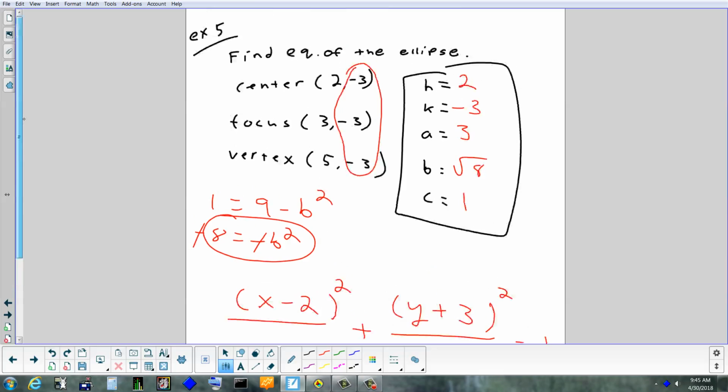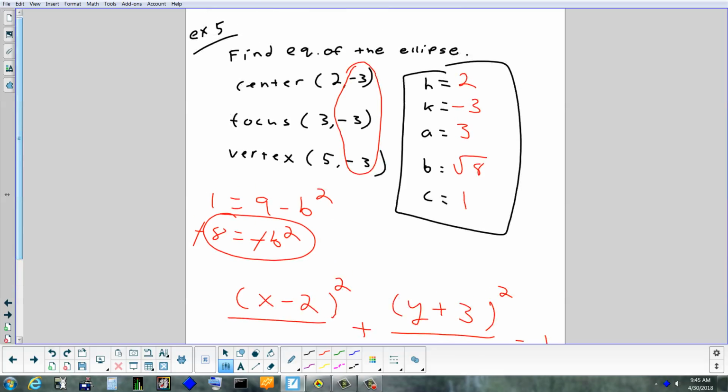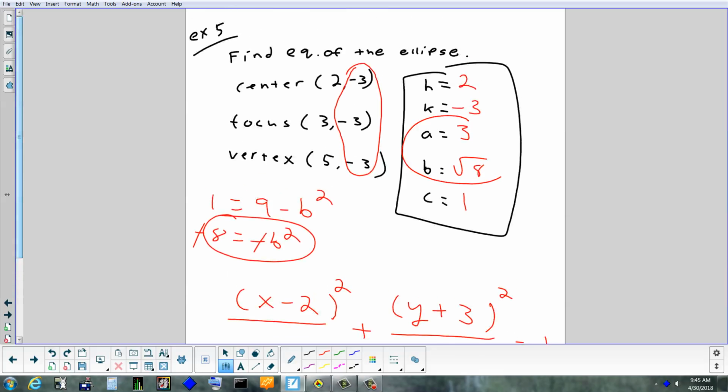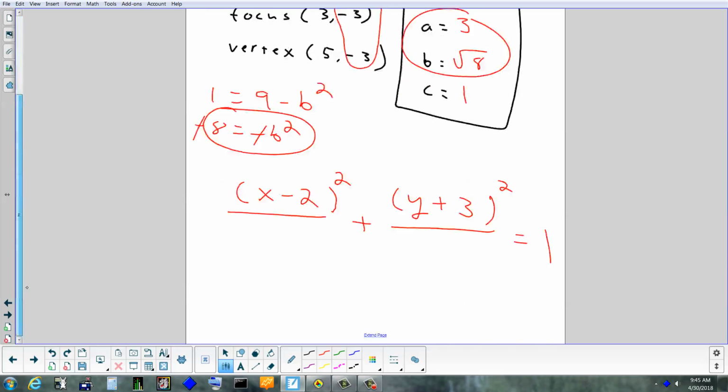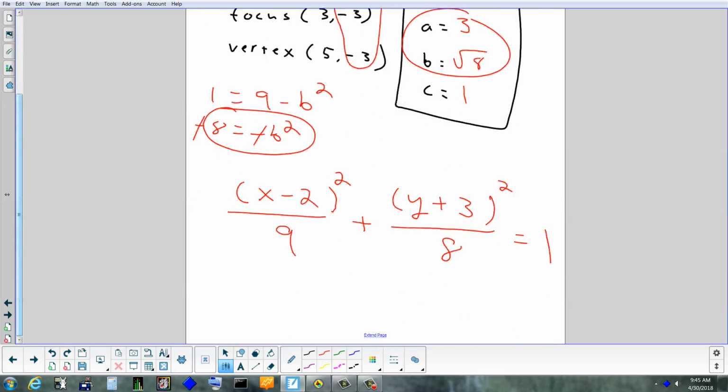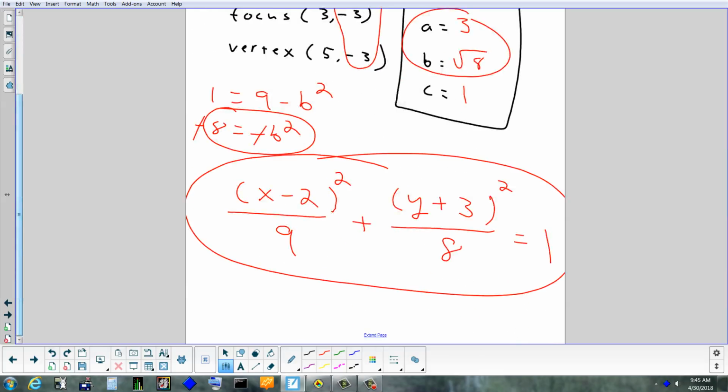All right. Jayan told us everything lines up horizontal. So we want the bigger number under which letter? X or Y? It'd be X. We want the bigger number under X. So we're looking at these two. A squared is 9. B squared is 8. And that's your equation. So not too much harder when you shift it. You just have to find the H and K. But they gave it to us.